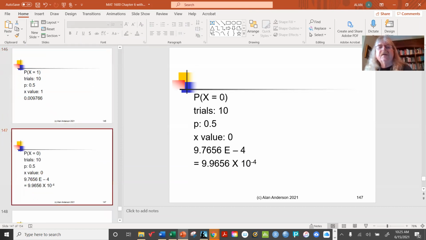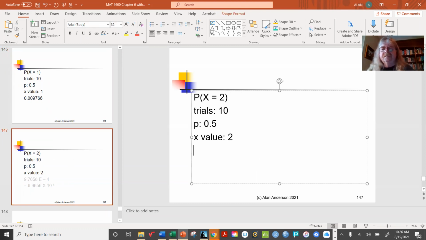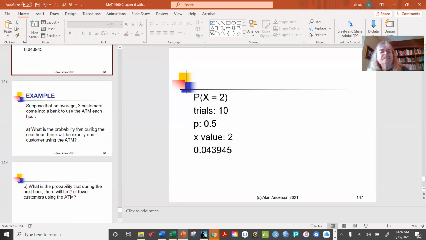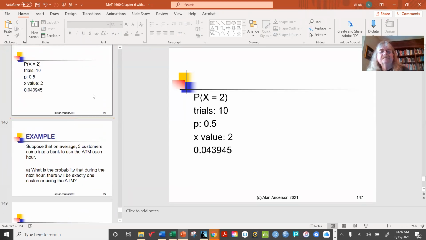It'll be a little bit bigger, but still not that big. So we go back and change it. And what do we get this time? 0.043945, let's say. All right, so now what do we do? We add them up. We have the probability of getting no customers, 1 or 2. So we add them up.